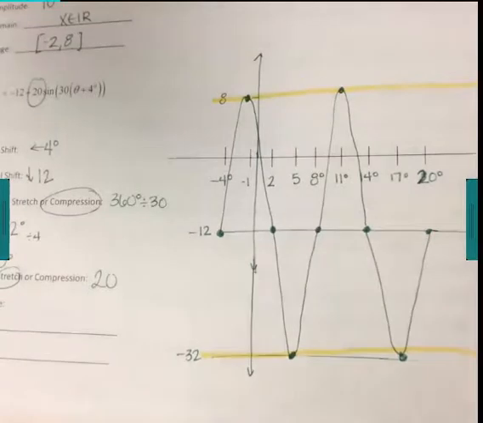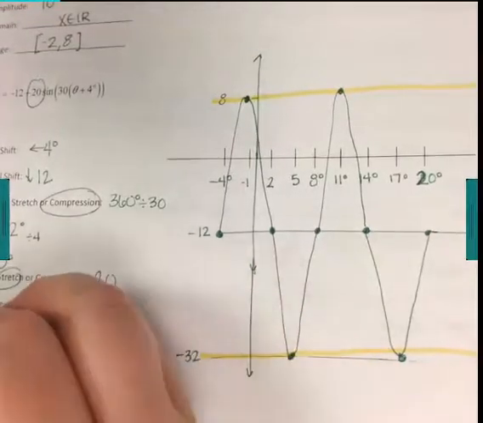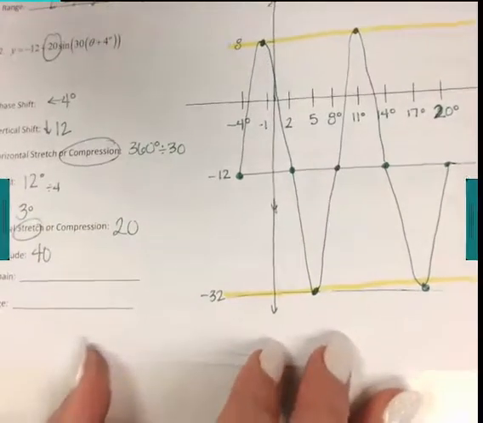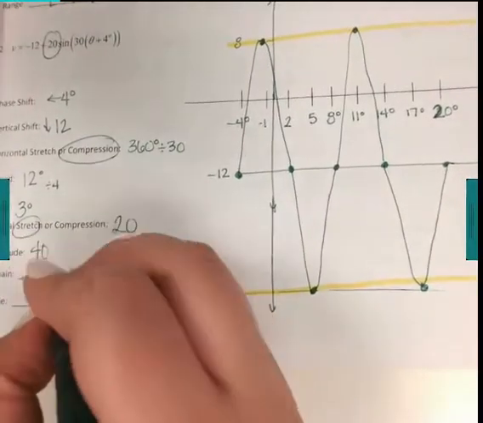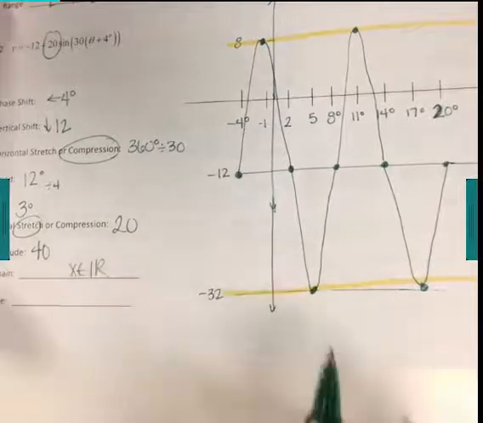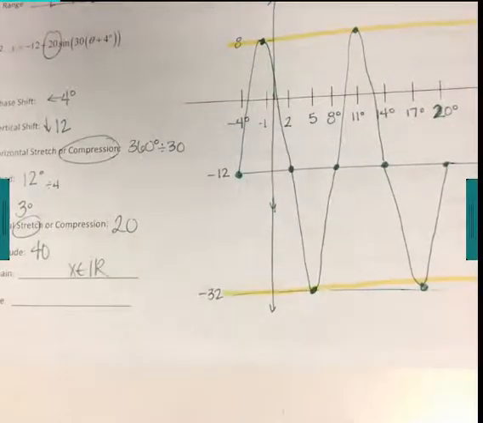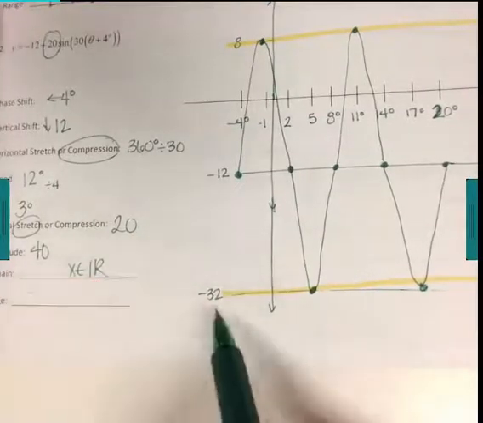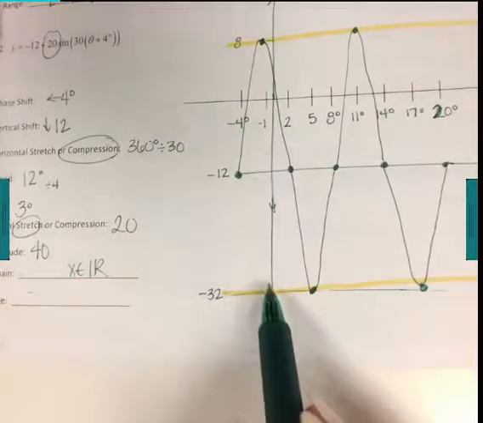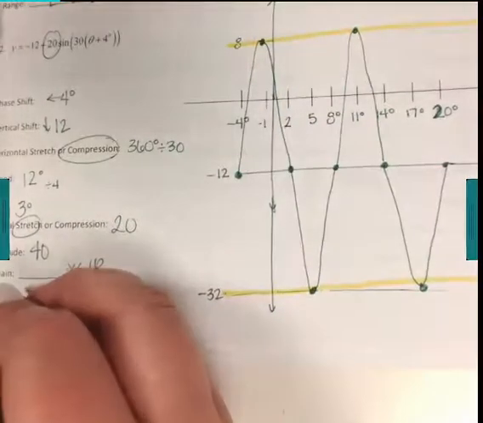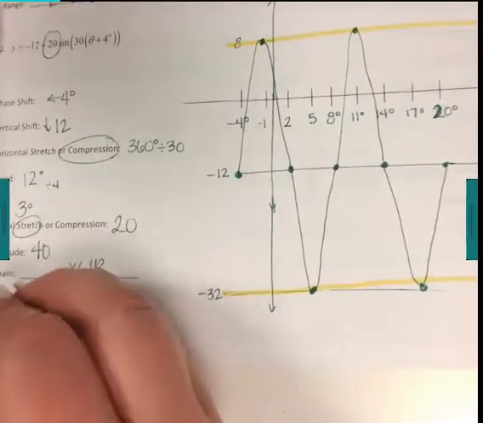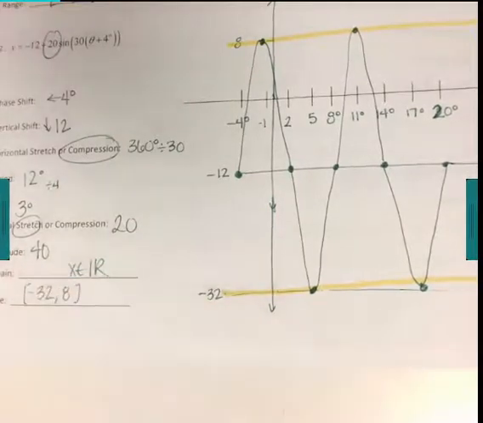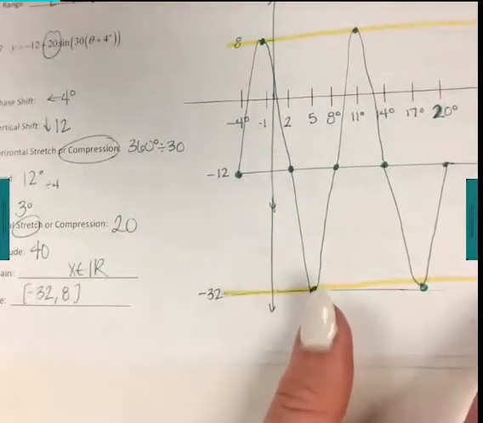Oh, what would the amplitude be if I went up 20 and then down 20? Total of 40. What would my domain be? I forgot to put that. All real numbers. You can zoom out on your graph. It goes on forever and ever, but what's my range? What's the lowest? What's the highest? And make sure you put your lowest first, your highest second. Okay? All right, backside.